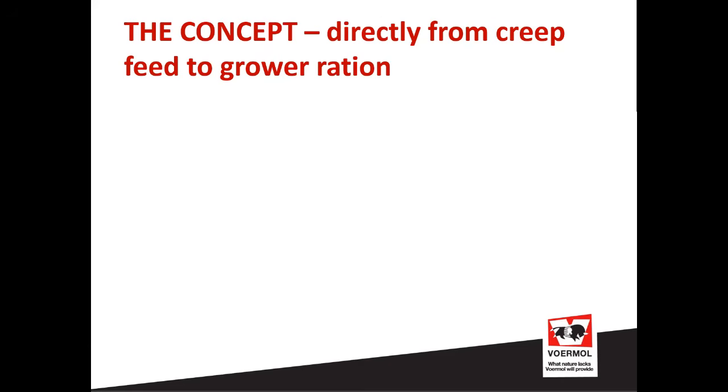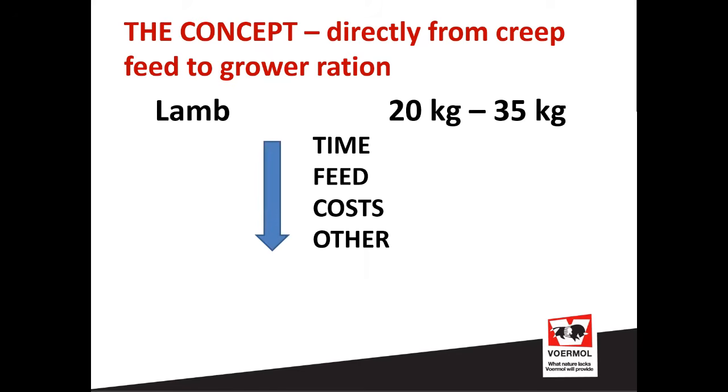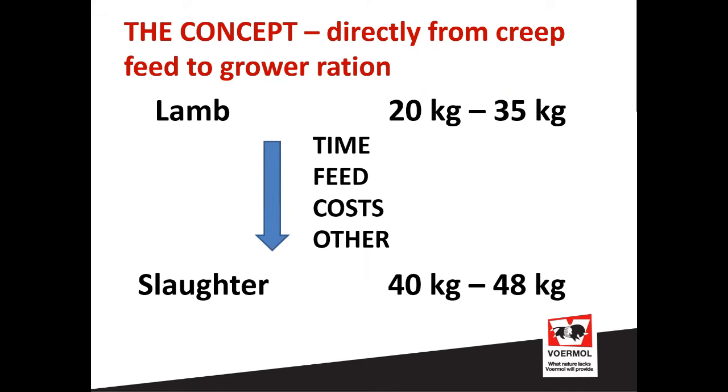If you're practicing your own feedlot, the concept is you bring your lambs directly from creep feed to a grower ration. We're usually taking lambs at about 20 kgs to 35 kgs. We apply time, feed, costs, and some other factors that I'll mention later. And then we get to a slaughter weight of about 40 to 48 kilograms. So we basically want to add about 20 kilograms over a time frame of, let's say, 60 days.